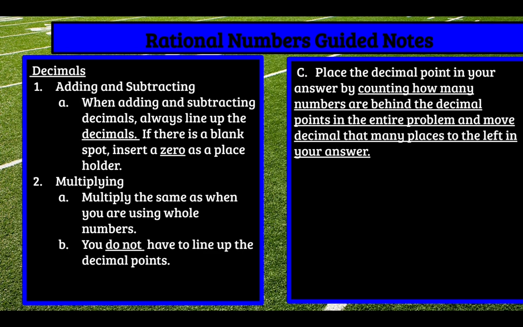Now we're going to focus on decimals, and decimals is on the next sheet in your red notebook. When you're adding and subtracting decimals, always line up the decimal point. If there's a blank spot, you want to insert 0 as a placeholder. When you're multiplying decimals, you multiply the same as if you were doing whole numbers. You don't have to line up the decimal points, but to figure out where to place the decimal point, you count how many numbers are behind the decimal points in the entire problem and move that decimal as many places to the left in your answer.